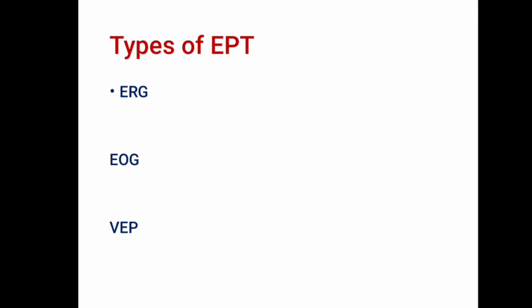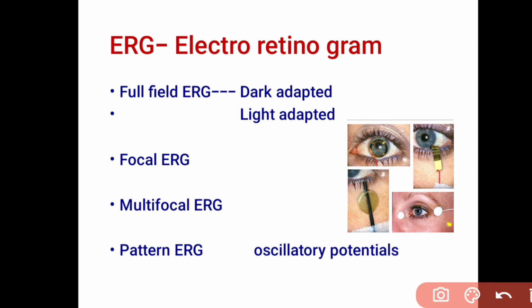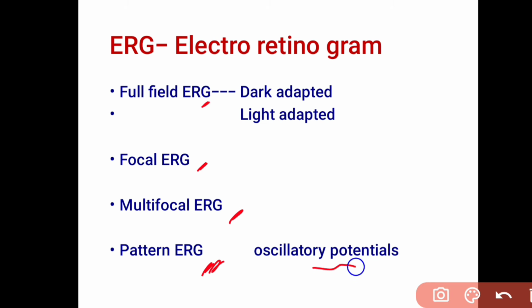So what are the types of electrophysiological tests? We have ERG, that is electroretinogram, EOG, electrooculogram, and VEP, that is visual evoked potential. In ERG again we have full field ERG, focal ERG, multifocal ERG, pattern ERG, and we have something called oscillatory potentials, which I will be explaining in the ERG video. And in the full field ERG we again have dark adapted ERG and the light adapted full field ERG.